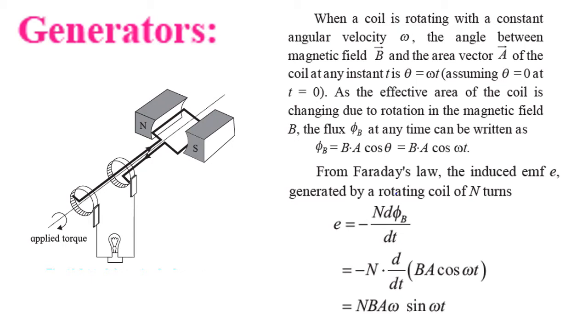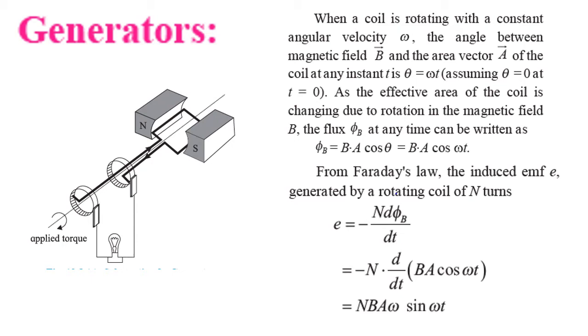As the effective area of the coil is changing due to the rotation in the magnetic field B, the flux at any time can be written as phi of B equal to BA cos theta. Theta can be written as omega t. So phi of B is BA cos of omega t. Armature coil has N turns.